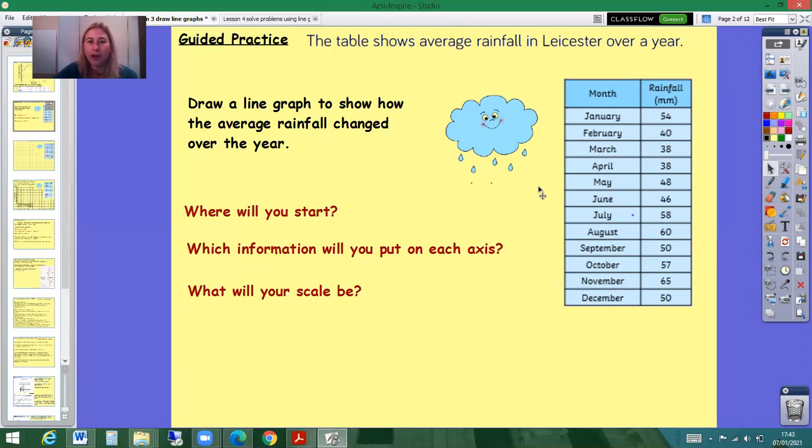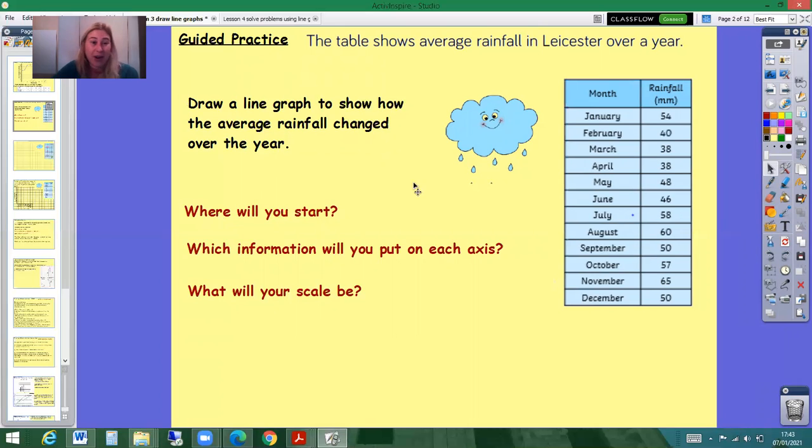Okay, so the table shows average rainfall in Leicester over a year. So we've got our months of the year going up in time order, and we've got the different rainfall measurements that they collected in millimetres. And it says, draw a line graph to show how the average rainfall changed over the year.